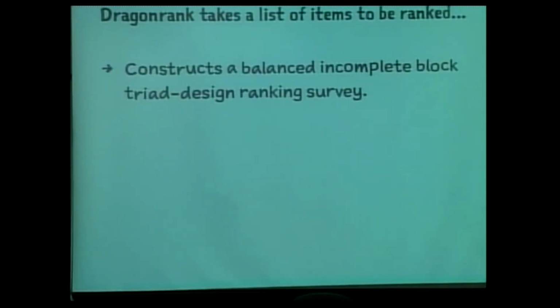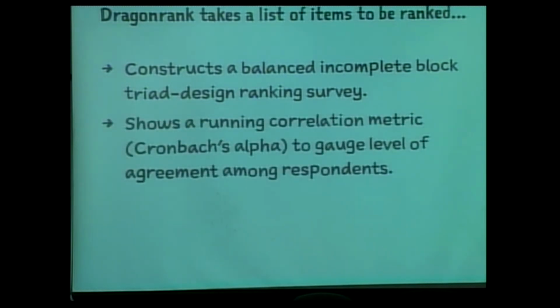So Dragonrank takes a list of items to be ranked and constructs a balanced incomplete block triad designed ranking survey. I'll unpack this in a moment, but notice rank doesn't explicitly show up there. It's a web-based tool. It shows a running correlation metric. So when you release this survey, once Cronbach's alpha is high enough, you can start to look at this data in terms of, does it look like a single culture exists? Cronbach's alpha is a measure of agreement in a matrix, so it's a useful heuristic for determining when you should consider looking at the quality of your data.